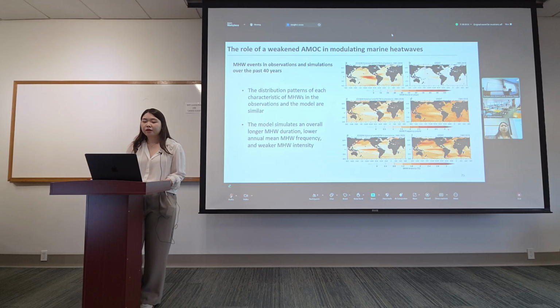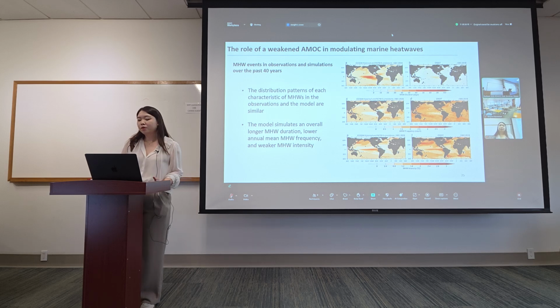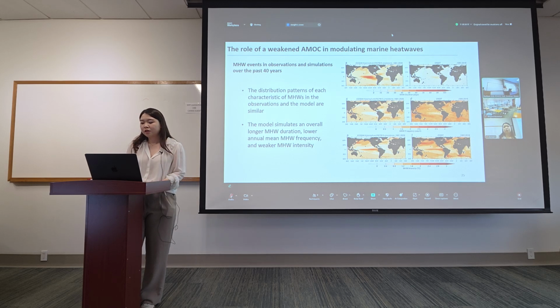First, we compare the AMOC-free model simulations with observations. We want to make sure that our model can capture the main features of the marine heat wave behavior in the global ocean. I think the model did a very good job. The observations are on the right hand, and the model is on the left hand.